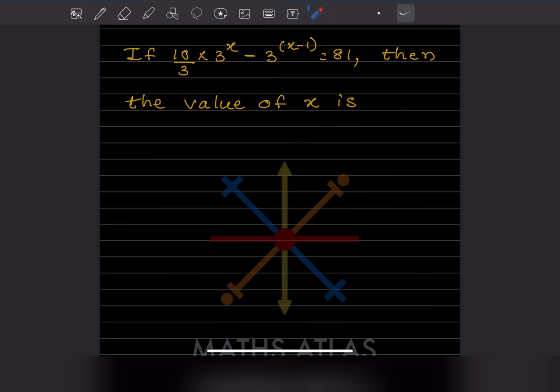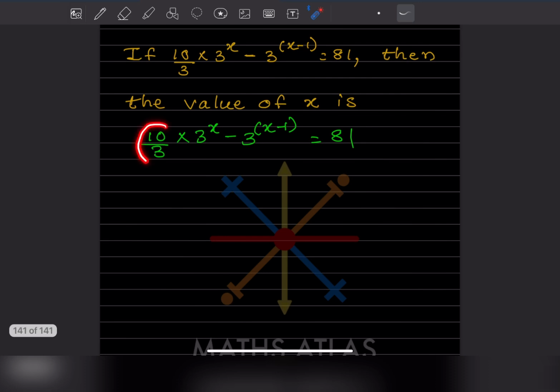So today let us see how to solve this question here. This question is given. First thing we have to do, we'll write this 10 by 3 as it is, multiplied by again this as it is. This whole thing we will write as it is first, and then the next step.